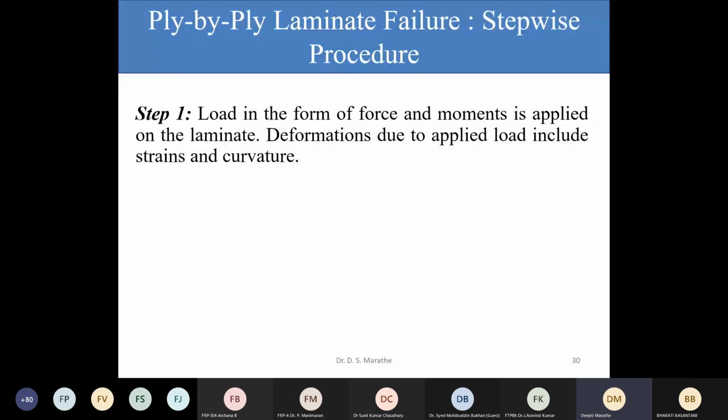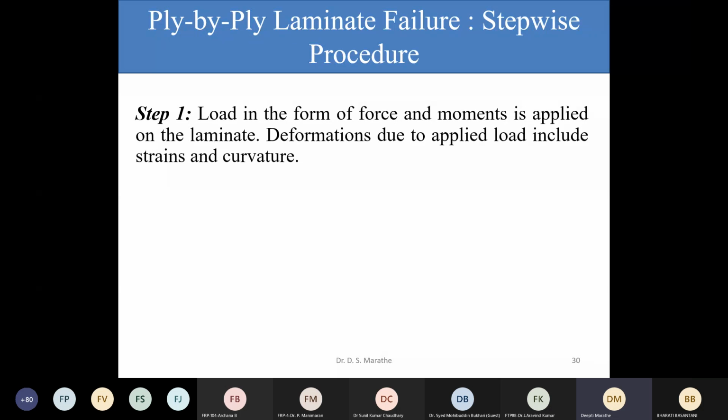So then when I tensile test a lamina, how does the failure of that particular lamina take place, and what is the algorithm of understanding the failure of the laminate, and when do I declare that the laminate can no longer take up any load? So this ply by ply failure, if I need to understand it, then what is the stepwise procedure?